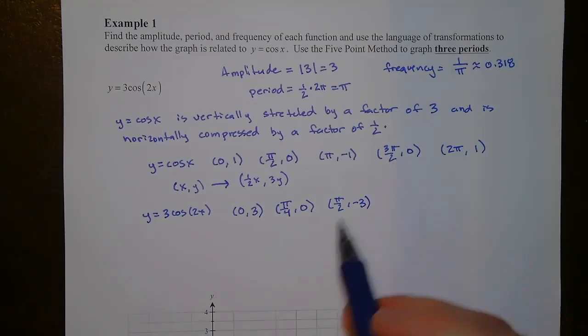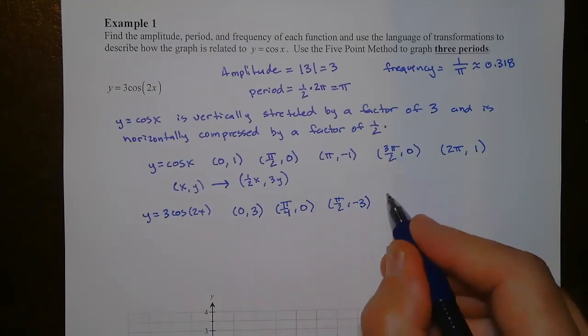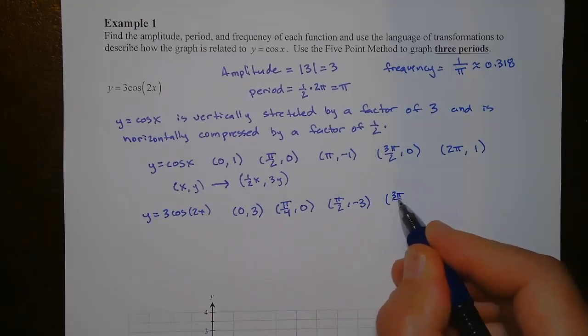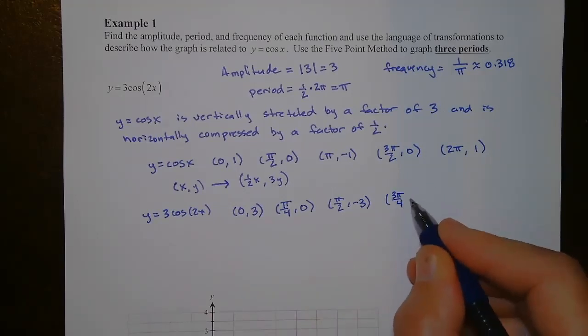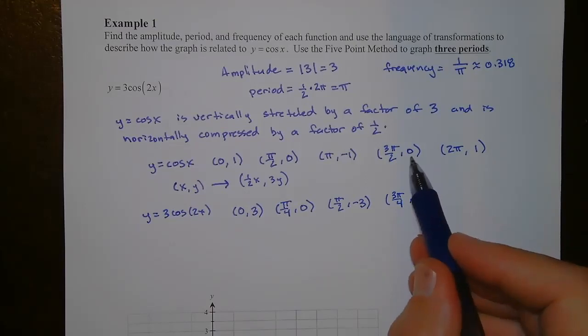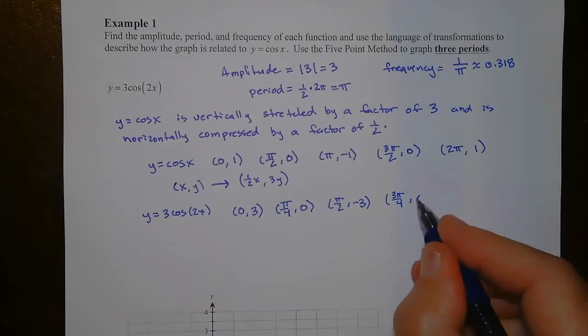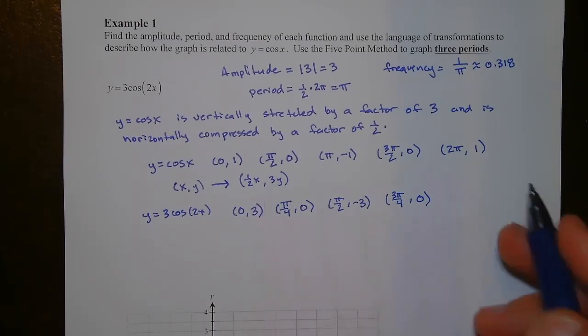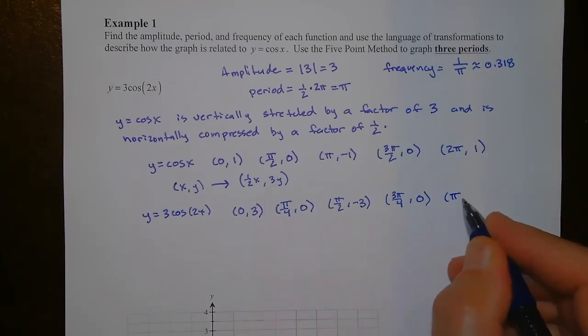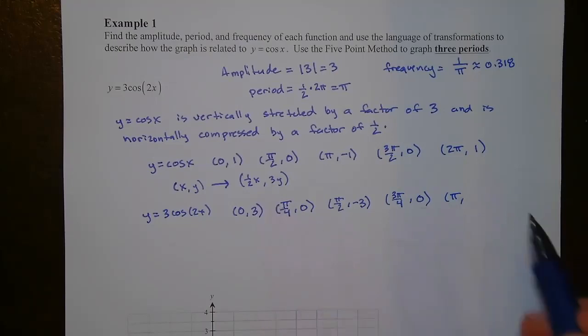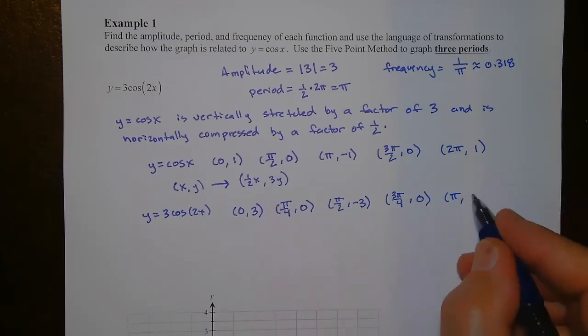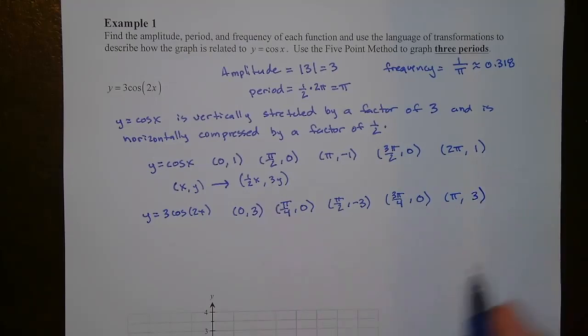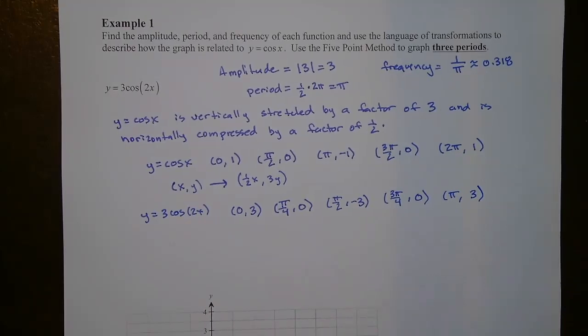And then we're going to do half of 3 pi over 2, and that would be 3 pi over 4, comma, and then we're going to triple the y here, so tripling 0 would give us 0. And then half of 2 pi would give us pi, and 3 times 1 would give us 3. So there's 5 points that we can graph for y equals 3 cosine of 2x.